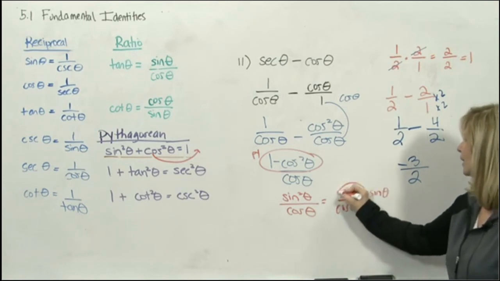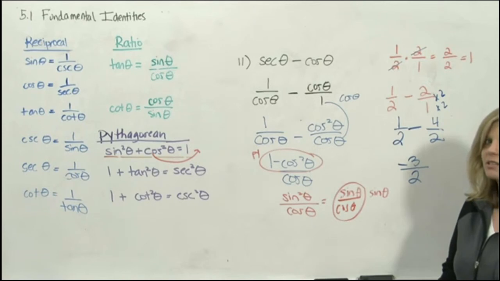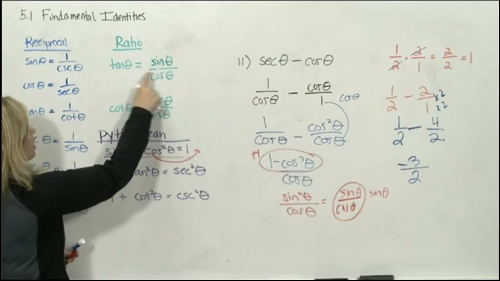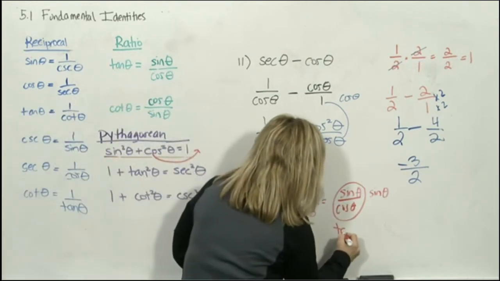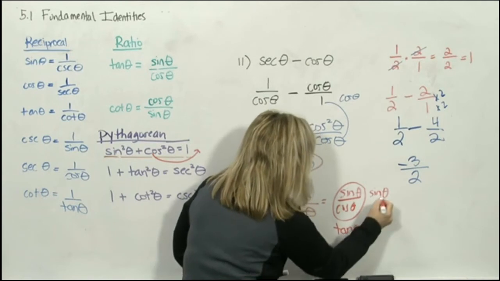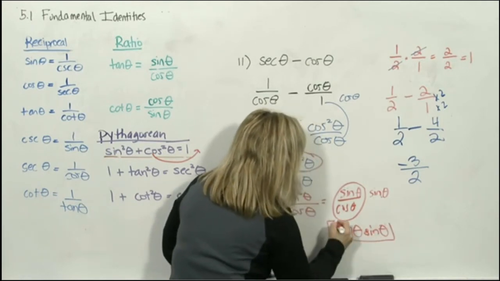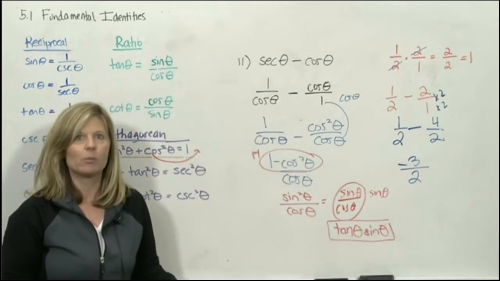Well, what happens if you write it like that? Sine over cosine. What does sine over cosine stand for? According to the ratio identities, sine over cosine can get replaced, substituted for tangent. So now that becomes tangent theta, which is a monomial, and that just stays good old sine theta, which is a monomial. And because those two are side by side, connected by multiplication, that's what a monomial is.